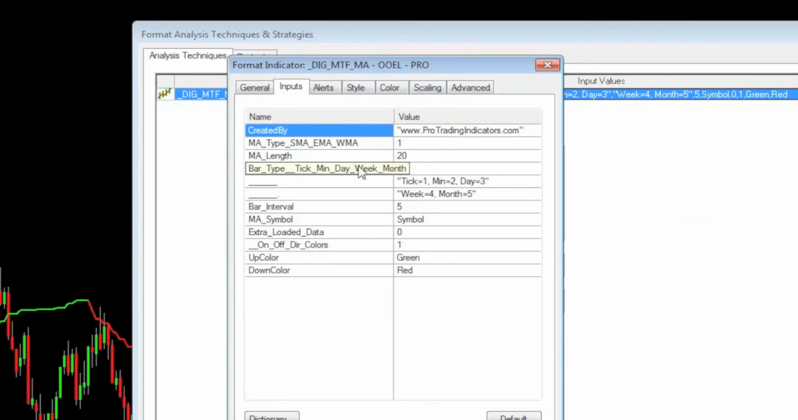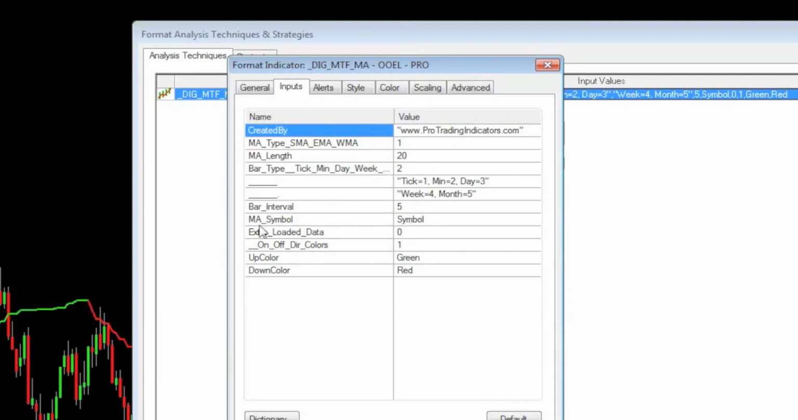Next choice is the length, the look back length on your moving average. Right here would be a 20-period moving average. And now we can select either tick, minute, day, week, or monthly charts to reference. That's what this number will be in here, 1 through 5. And the bar interval for that. So if you want a 5-minute bar or a 50-tick chart, you just put that data in this window.